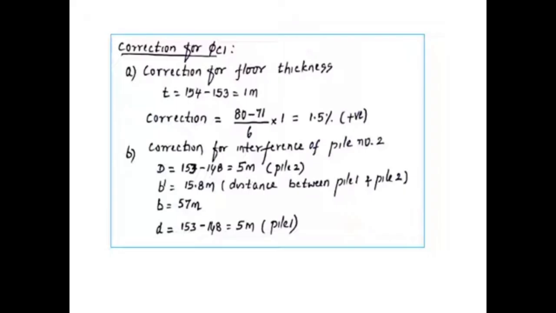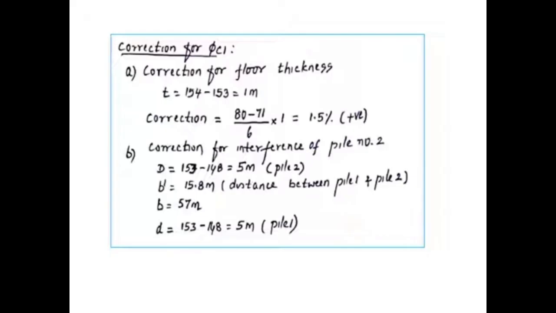The corrections for the floor thickness have to be applied, because the pressures that we get are at the top of the floor, so for 1 meter we have to give the corrections. We know the pressures: at the bottom it is 80 and at the top it is 71. So 80 minus 71 over the total depth of 6 meters into 1. That is how we get 1.5%, which is the positive correction that you apply.